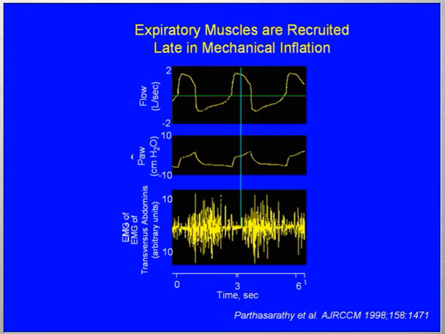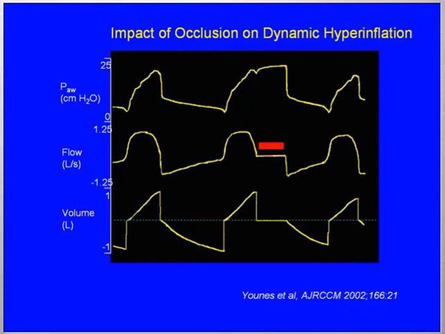What it actually means is that there is less time for exhalation. The impact of occlusion on dynamic hyperinflation, which was studied by Younes in Canada, shows that we could artificially induce this sort of phase delay in when mechanical exhalation starts as compared to neural exhalation, which starts here. So this is the delay that was induced by inducing an occlusion to the exhalation valve. As a result, as you can see, there's less time available for all of the air that went in during the prior inspiration to come out. So there's less air that's coming out.